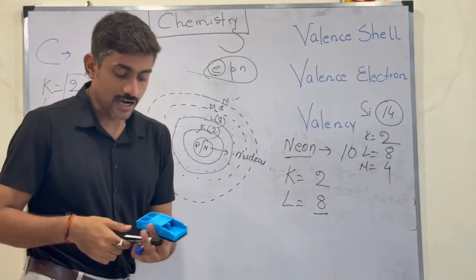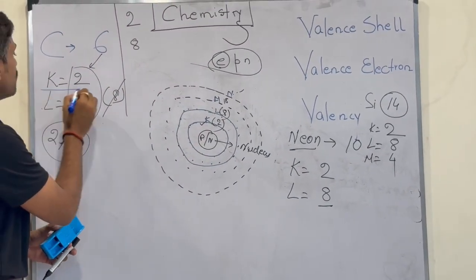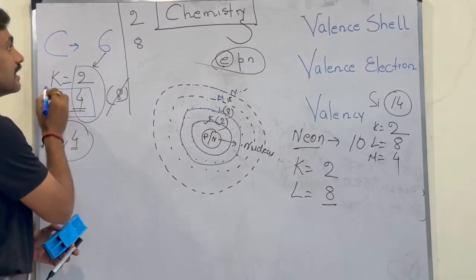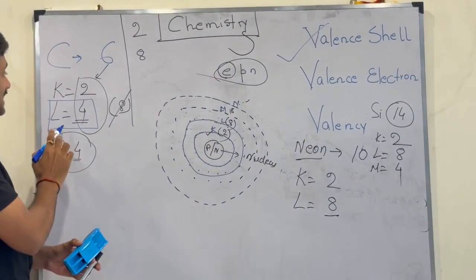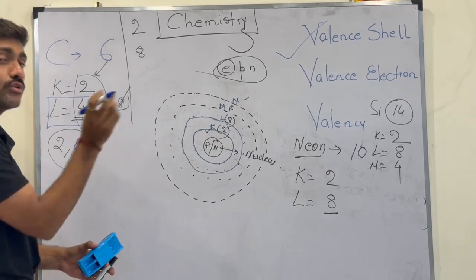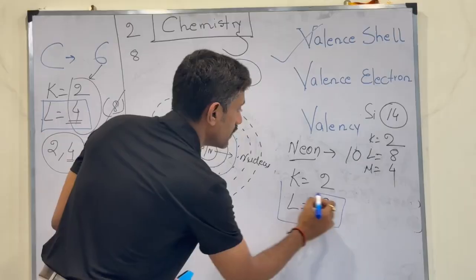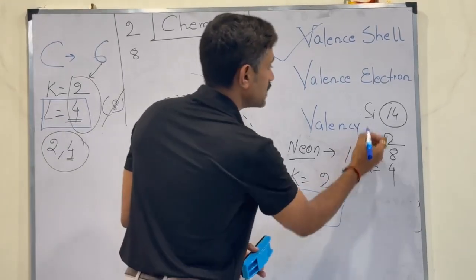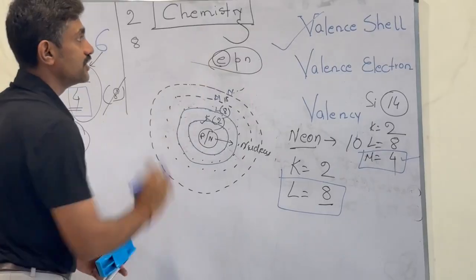Understood? Now in all the 3 cases, the outermost shell is known as the valence shell. Okay, this is the outermost shell. In case of neon, in case of silicon, this outermost shell is known as the valence shell.